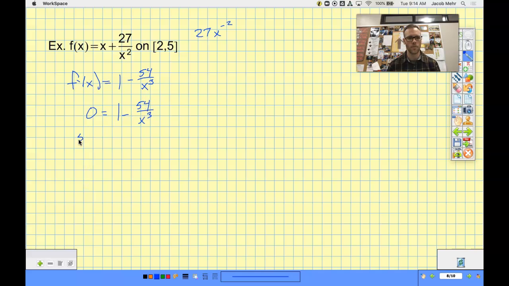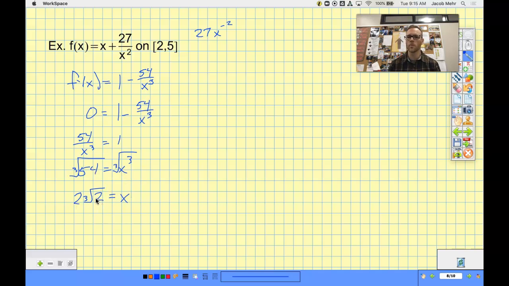I'm going to add 54 over x cubed. I'm going to multiply by x cubed on both sides. Take the cube root. Can I reduce that any? Yes, 27 is a perfect cube, and it goes into 54 twice. So this ends up being 2 cube roots of 2. This is where the derivative equals 0.